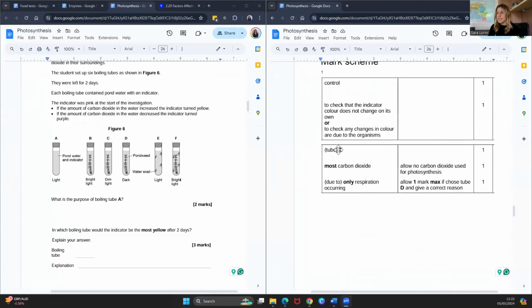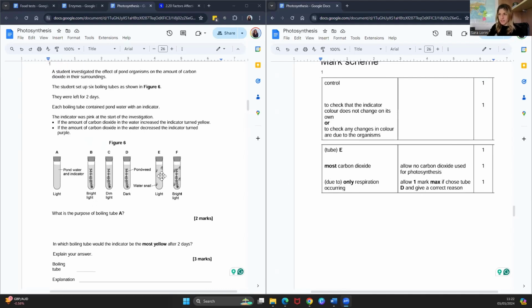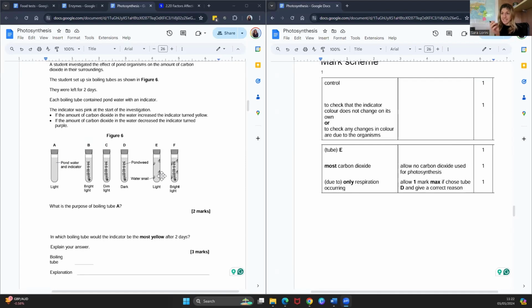Now, the other one is tube E, because the explanation is the most carbon dioxide, due to only respiration occurring. Now, do you understand why only respiration occurs? So it's a tricky question, because we're not only investigating photosynthesis, but we're actually investigating the whole respiration process, which is possible with plants too. And I hope you understand why that is, okay?